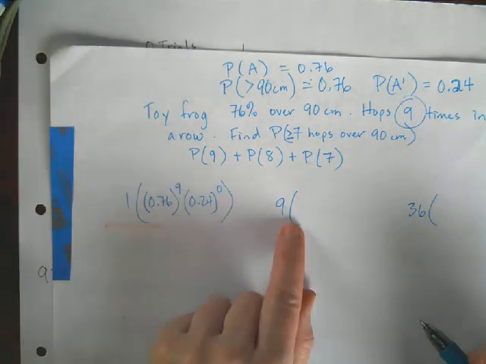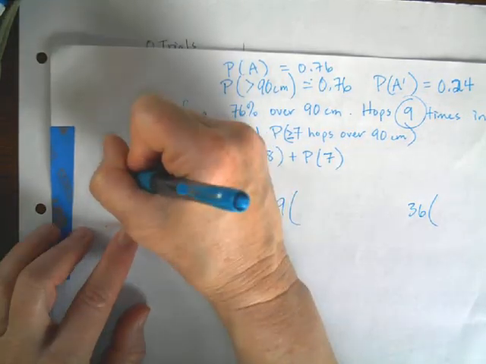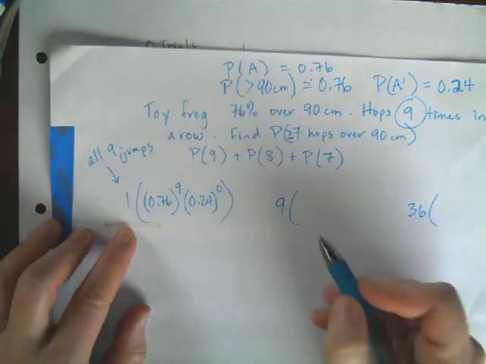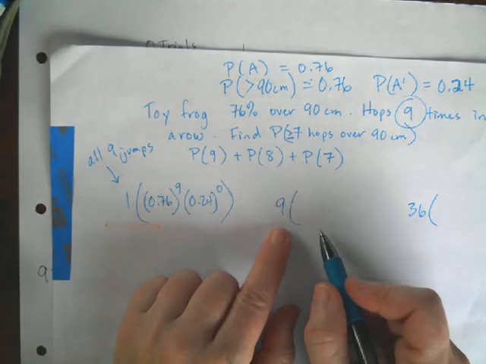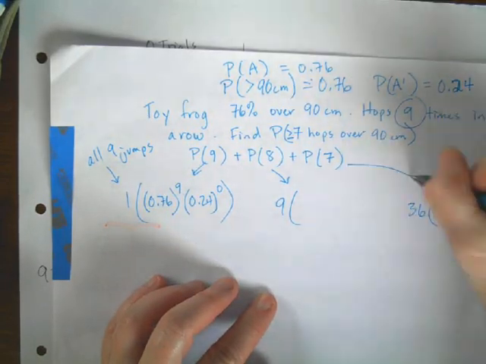All right, here's the next one. This one was for all 9 jumps. Okay, this one is for 8 of the jumps, right? This is the probability of 9. This one's going to be the probability of 8. This one's going to be the probability of 7.